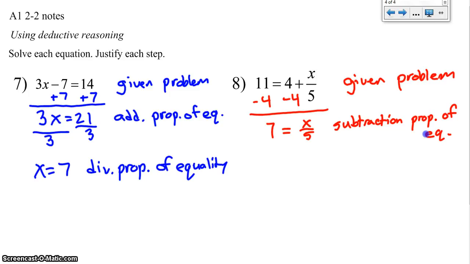The last step in this problem to isolate my variable is actually to multiply both sides by 5. So I'll know that 35 is equal to x. How did I get there? We multiplied. So we call that the multiplication property of equality.